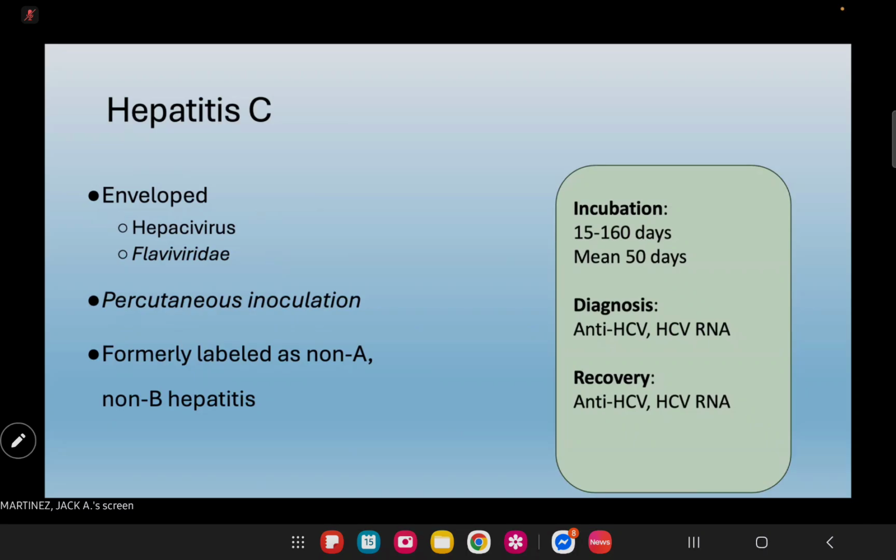The incubation period is 15 to 160 days with a mean of about 50 days. Diagnostics: to diagnose hepatitis C, it includes anti-HCV antibodies and HCV RNA detection. Okay, so only two, unlike in hepatitis B, where there's a lot. For hepatitis C, you can just order anti-HCV antibodies, and this is for screening. For confirmatory, you get the HCV RNA detection.